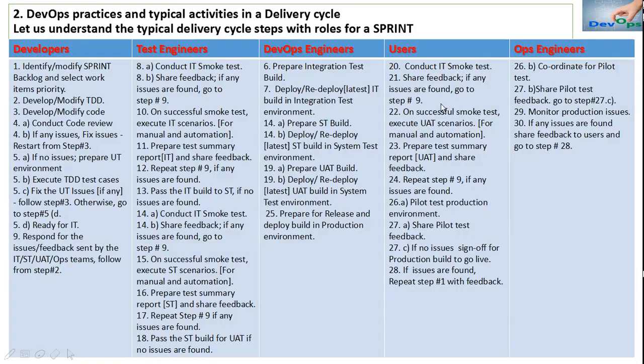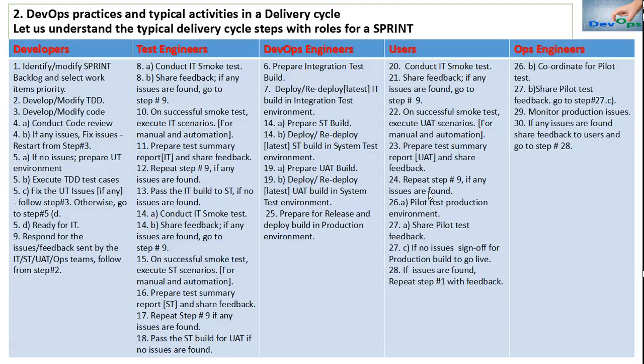If any issues are found, then from the 9th onwards it will be repeating all these activities. And 20, if you see, after a successful smoke test, they are executing the UAT scenarios and preparing the test summary. And if it is successful, they are going to go forward with the pilot test in the production environment.